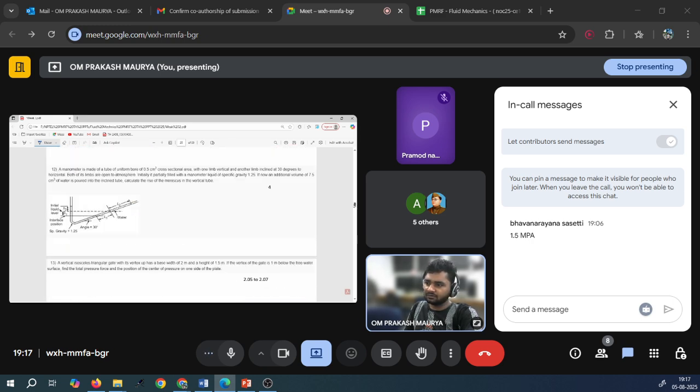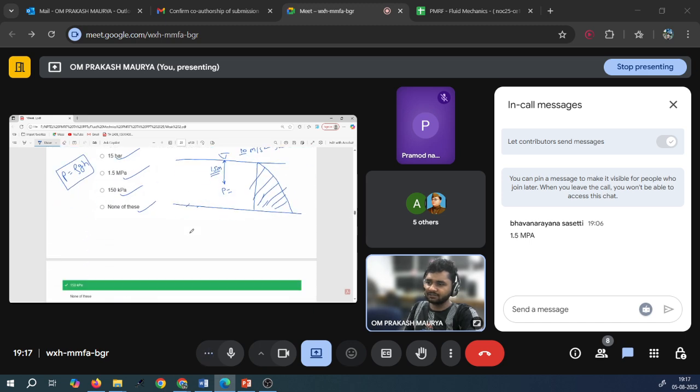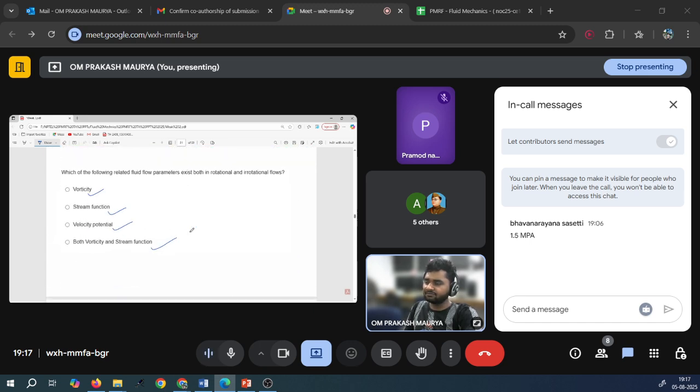The next question is about, yes, we have already seen it. Which of the following related fluid flow parameters exist in both rotational and irrotational flows? Vorticity, stream function, velocity potential, or both vorticity and stream function. Which one is correct? I need an answer from your side. Please try to write your answer in the chat box. Everyone, please.